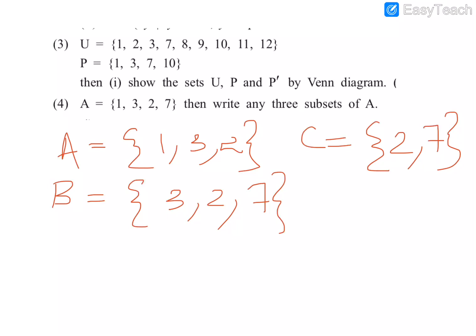So we can write in any number. Subset means any set that is contained in A. So any number of elements can be included in a subset. Lesser than, so here 4 elements are there. So we can include in a subset any lesser number than 4, that is 3 elements or 2 elements. So in this problem I have written 3 subsets of A.